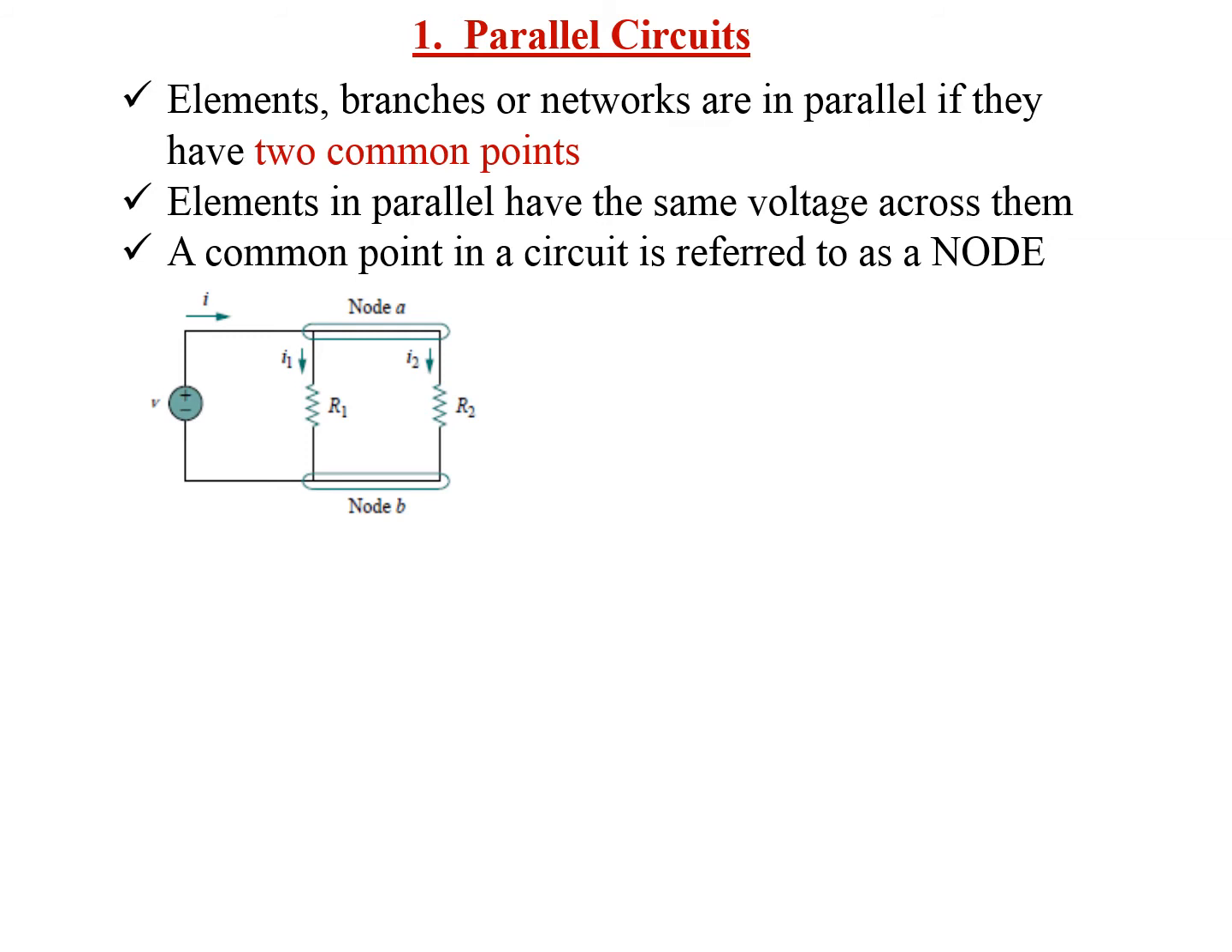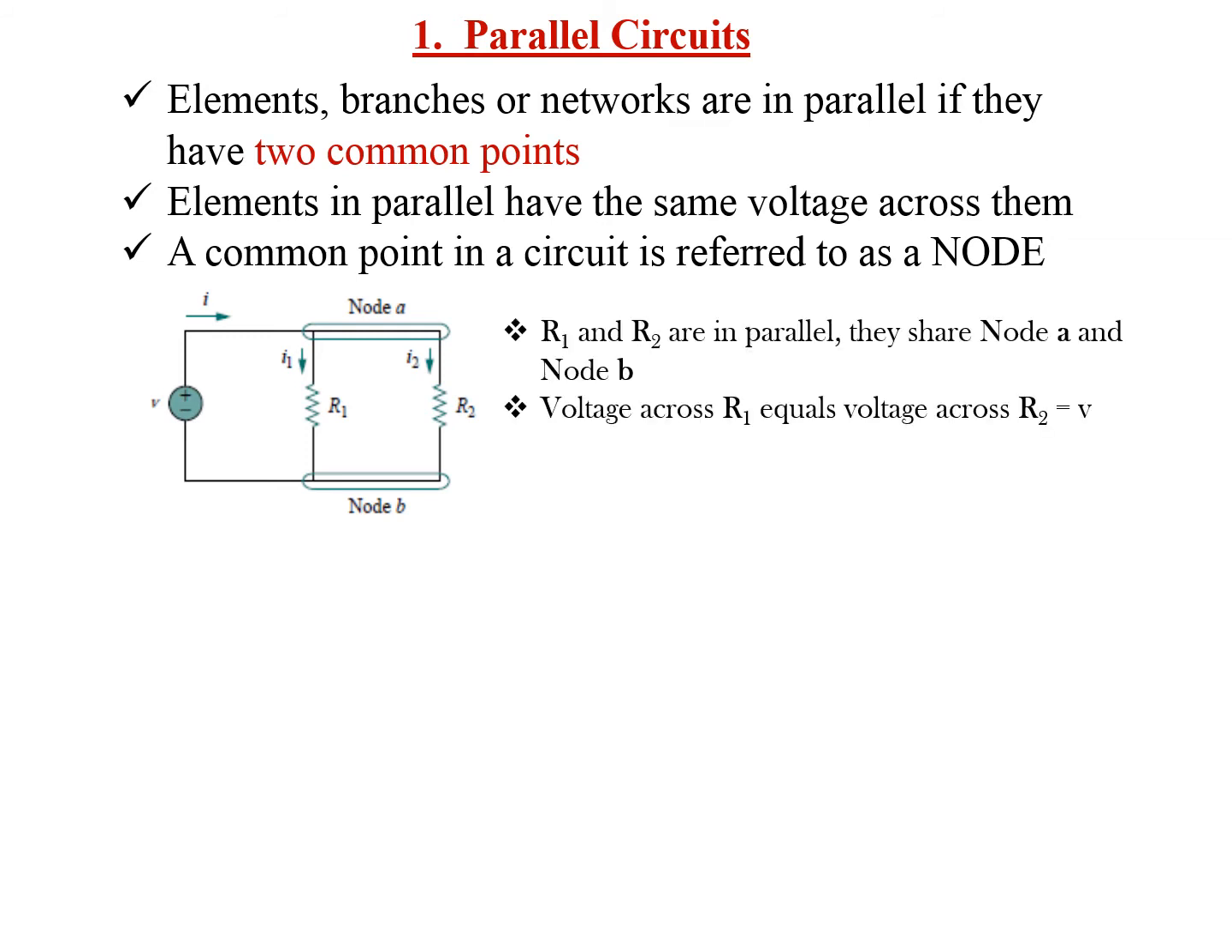So in that case, when you talk about R1 and R2 and the voltage source, they're in parallel, and we said if elements are in parallel, they have the same voltage across them. What it simply means is that the voltage across R1 is equal to the voltage across R2, which is equal to V. Now there's one thing that happens at a node. At a node the voltages are the same, but the currents will branch or divide into the different components or networks. We'll talk about the current divider rule later, but that is what happens at a node.